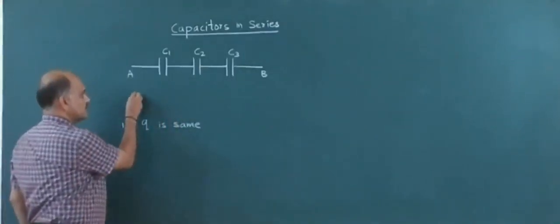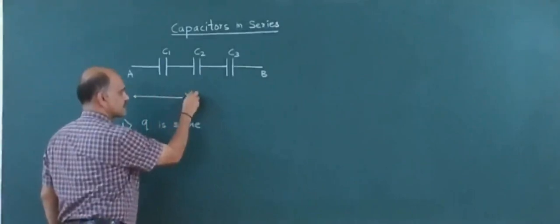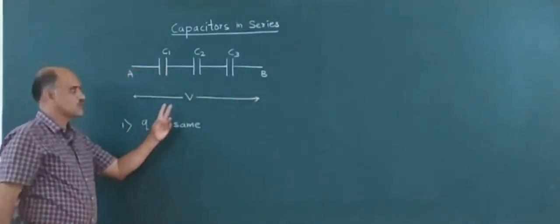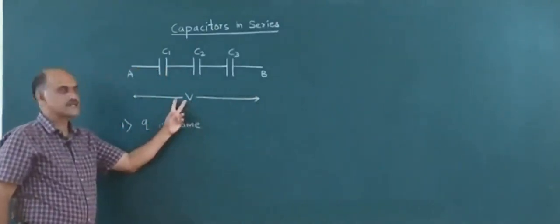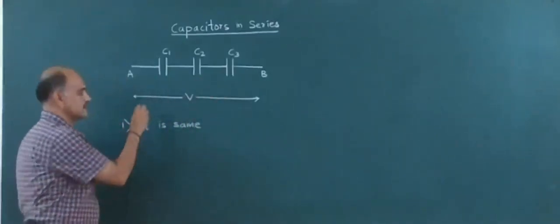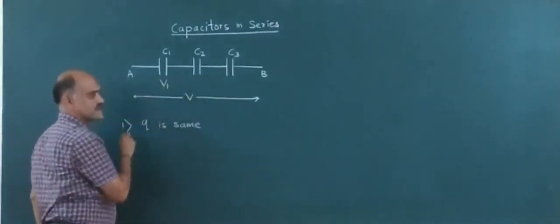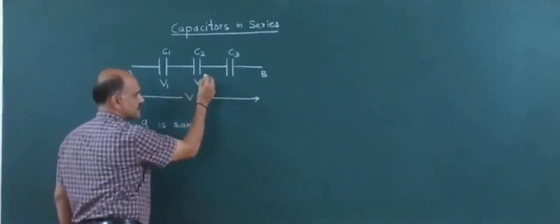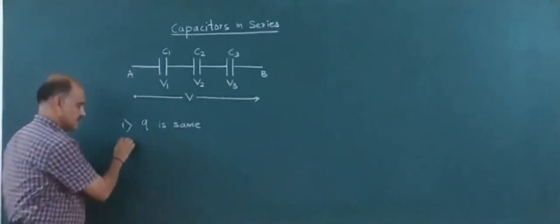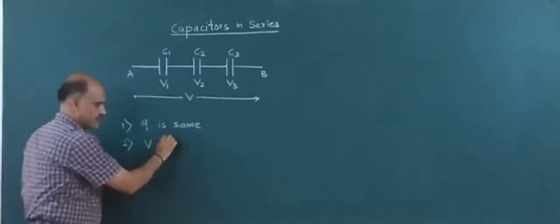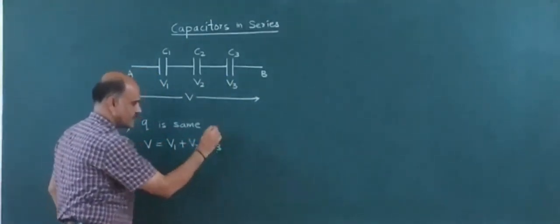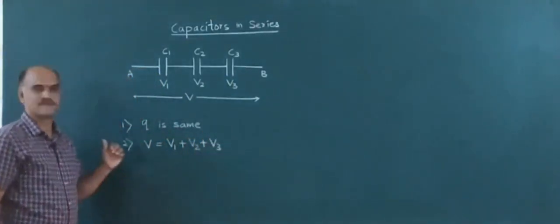Second, total potential difference. If the potential difference between A and B is V, then the total potential difference is equal to the sum of the potential differences across each capacitor. If I take the potential across this capacitor as V1, this as V2, and this as V3, then V is equal to V1 plus V2 plus V3.